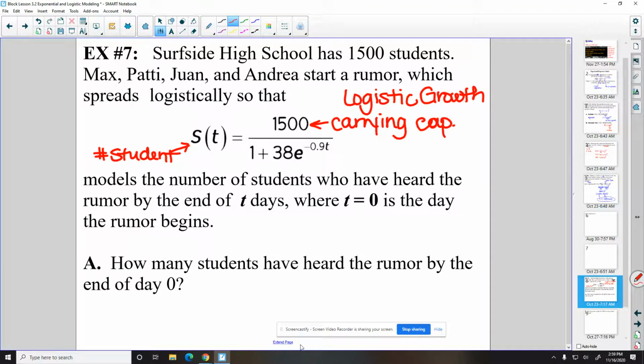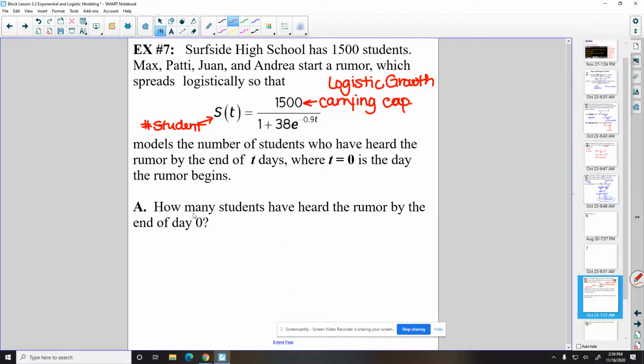Everybody would be 1,500. So the first question says, how many students have heard the rumor by the end of day 0? So we're going to very simply just take 0 and plug it in to the logistic growth function for T. It's going to look really funky at first, and we're not going to freak out. This is how it looks. And then we're going to simplify.